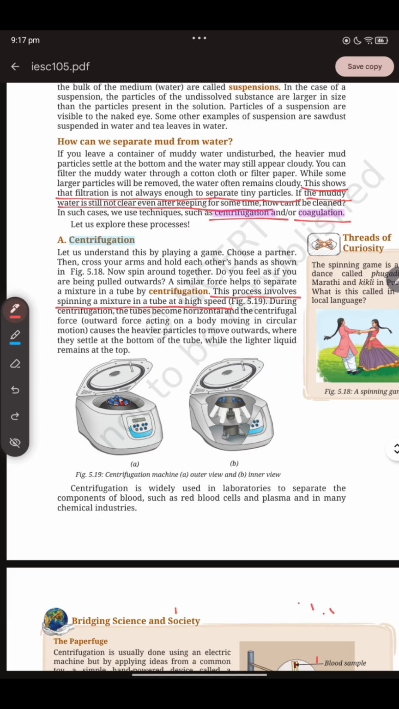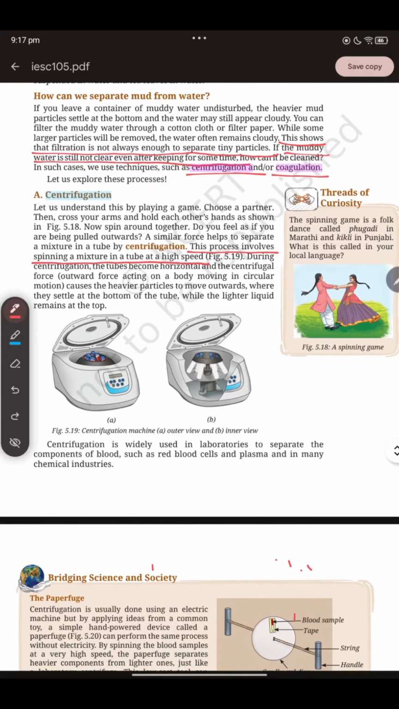Now you have taken the mixture that you need to separate the components from in a glass tube, and you rotate it at a high speed. During centrifugation, the tubes become horizontal and the centrifugal force, which is the outward force acting on a body moving in a circular motion, causes the heavier particles to move outwards, where they settle at the bottom of the tube, while the lighter liquid remains at the top.